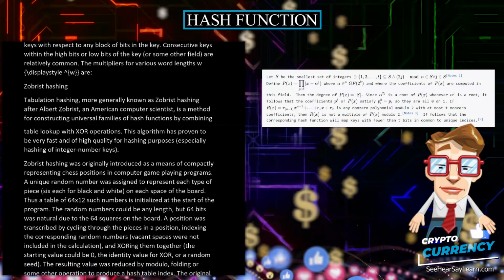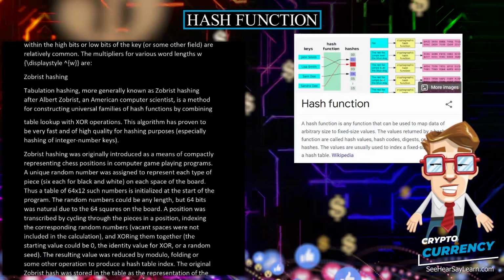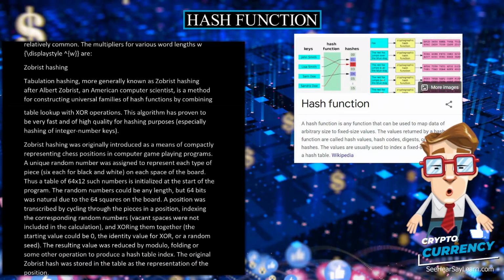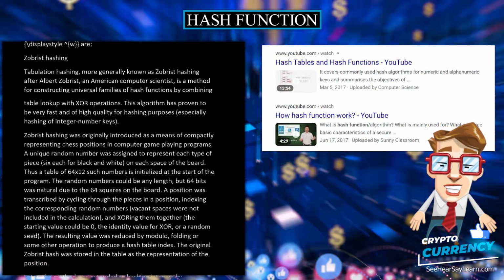A unique random number was assigned to represent each type of piece, 6 each for black and white, on each space of the board. Thus a table of 64 by 12 such numbers is initialized at the start of the program.